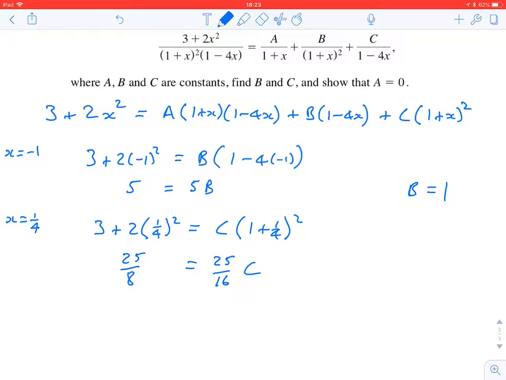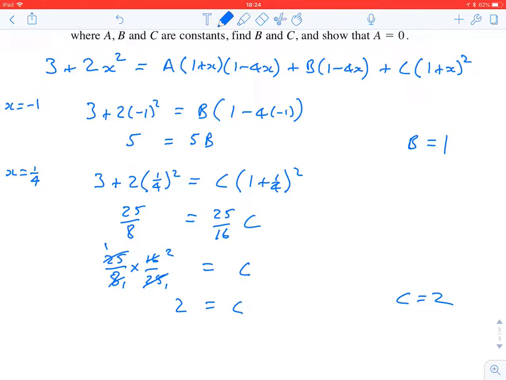So if I multiply by 16 over 25, that will give me c on the right. So I'll have to do the same to the left-hand side. And we find the 25s cancel, and the 16 over 8 cancels to 2. So c is equal to 2. So it now just remains to show that a is 0.